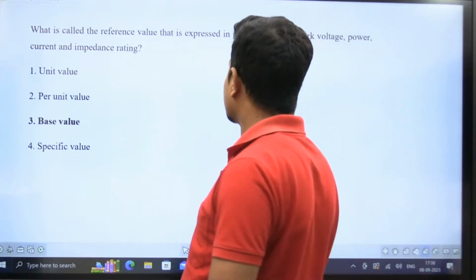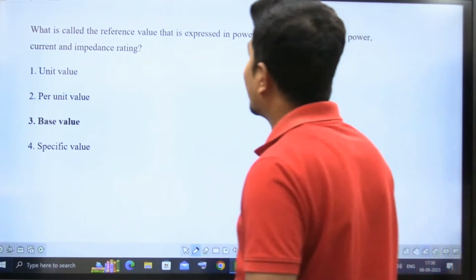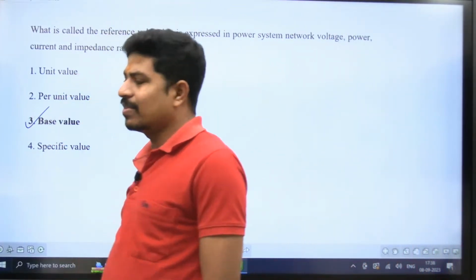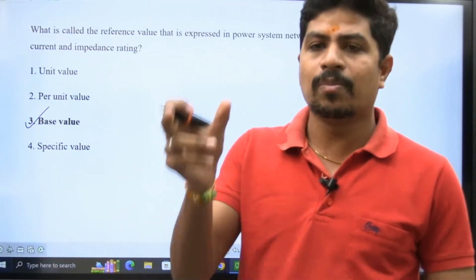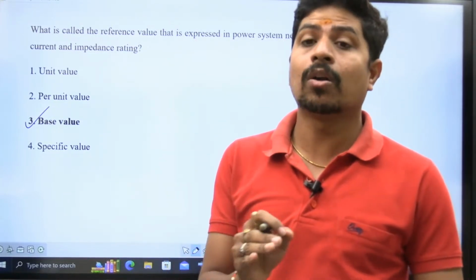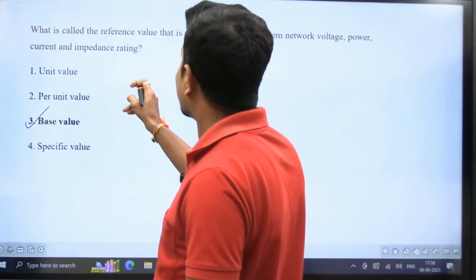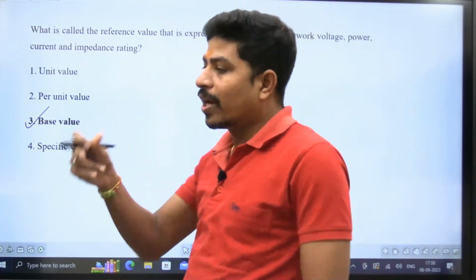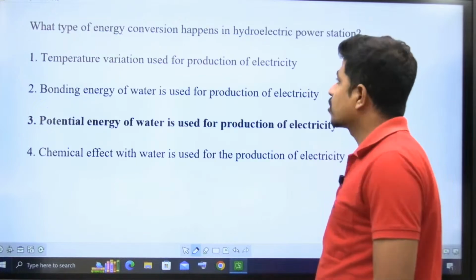What is called the reference value that is expressed in a power system network: voltage, power, current and impedance rating? Base value is taken as reference. That is a very easy question. See, what is a per unit value? Absolute value by base value, absolute quantity by base quantity, and a per unit quantity is not going to have any units. He's asking what is called the reference value. Reference is always the base quantity, right? Let's go to the next question.